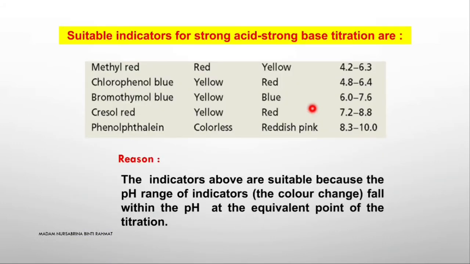Alright, so these are other examples of suitable indicators that can be used for titration. Again, for strong acid and strong base, the only indicators that can be used are those that change color after pH 7. If you refer to this example, the only valid indicators are cresol red as well as phenolphthalein. The other three are not suitable, because they change color before the equivalence point has been reached.